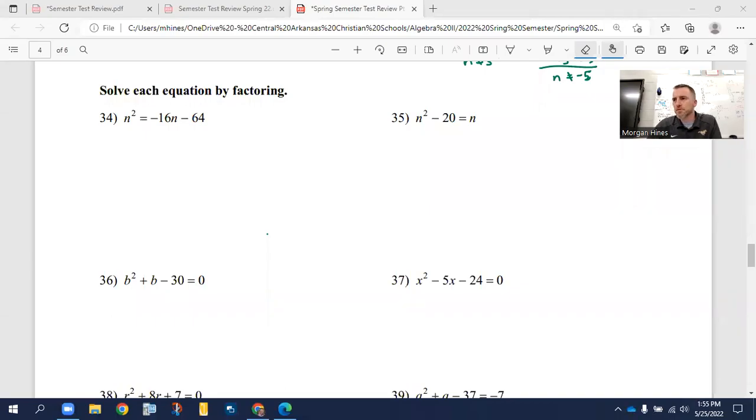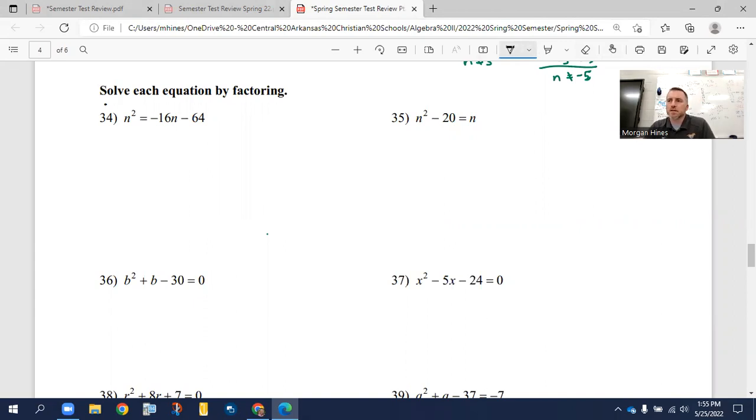Hey everybody, let's do a little factoring, starting with number 34 on the review. Factoring is a way of solving quadratic equations.